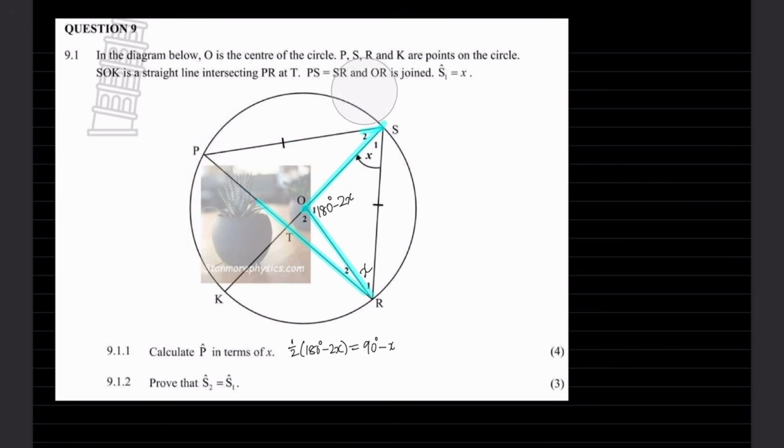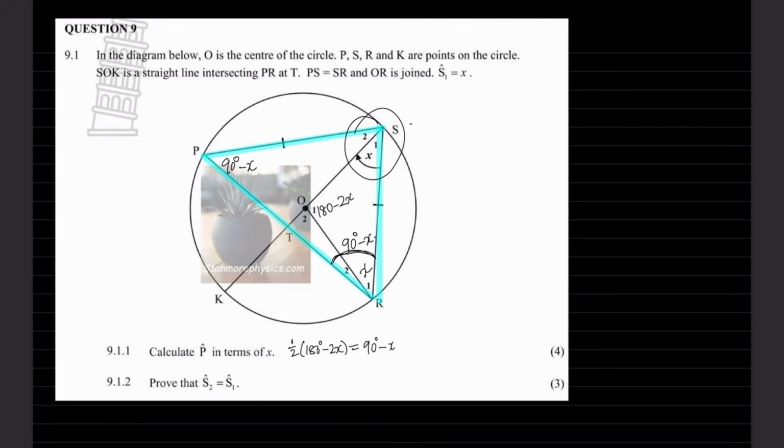Now to do that, I'm just going to clear up some space here, and I want to focus on the larger triangle, being this triangle right here. Now this triangle is also an isosceles triangle because they've told us that PS is equal to SR, which means that this entire angle here, R1 and R2, will also be 90 minus x. Now we can use some angles in a triangle to solve for S2. And if S2 is x, then we've proven that S1 is equal to S2.